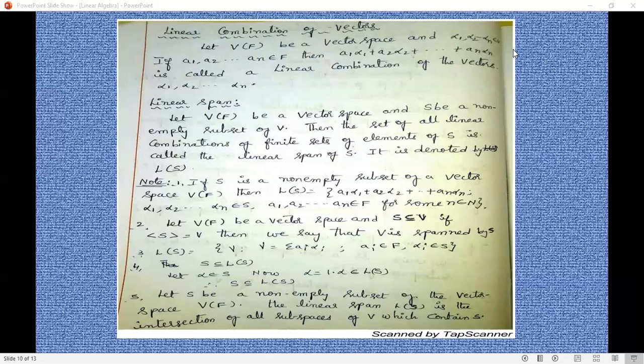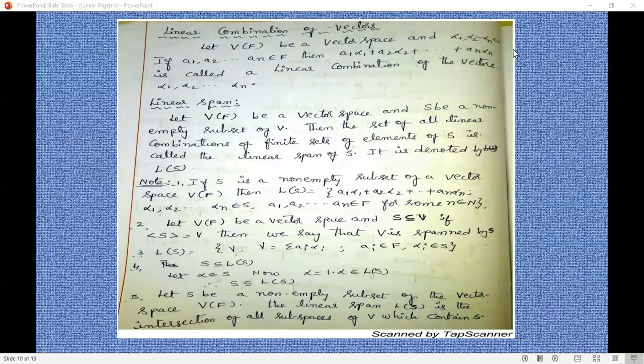Listen carefully. Third one: let L of S equal gamma, where gamma equals sigma ai alpha i, such that ai belongs to F, alpha i belongs to S. That means suppose we are taking ai, bi belongs to F, alpha i, beta i belongs to S, then L of S equals a1 alpha 1 plus a2 alpha 2 plus so on an alpha n, and b1 beta 1 plus b2 beta 2 so on bn beta n.